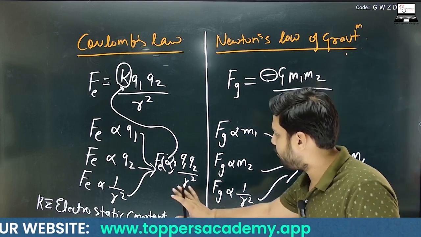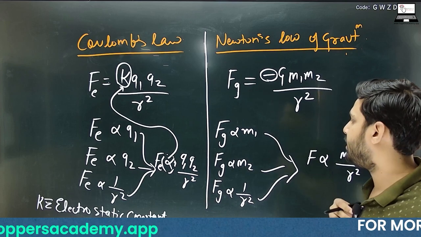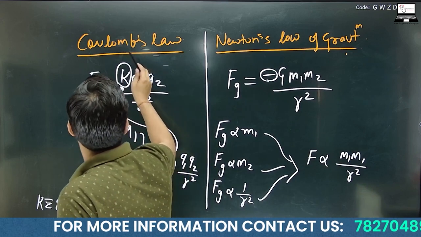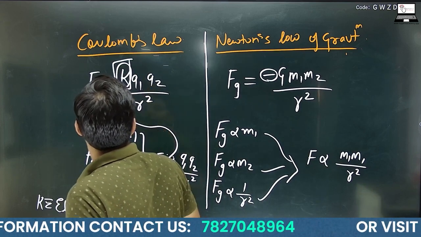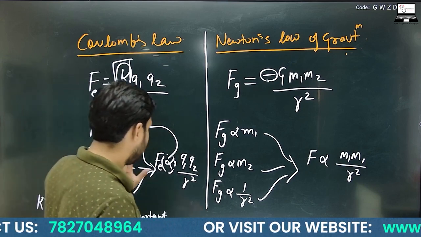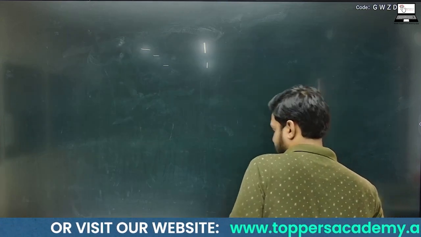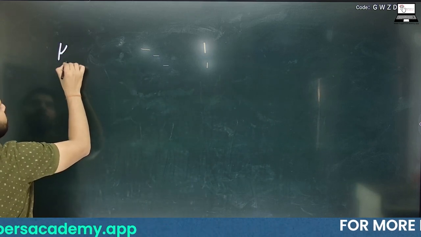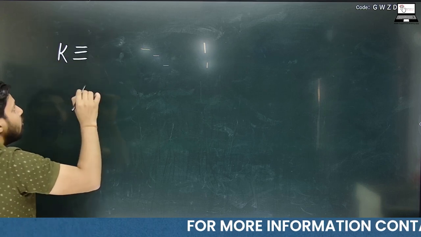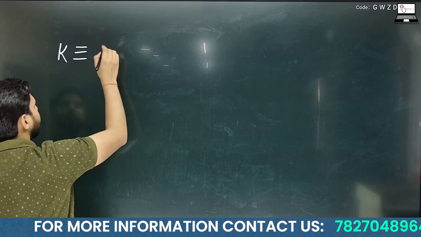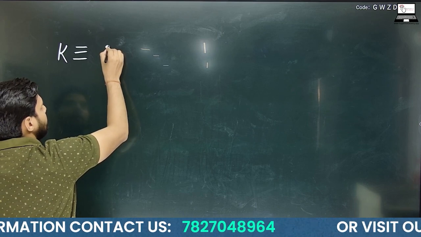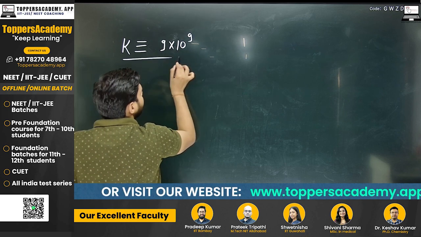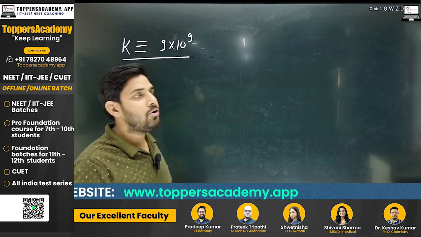Now, I think you should not have any doubt till now. We will talk deeply about this K, but first of all, just clear everything till now. Okay, now let us talk about K. What is K and what is the value of K? This is the numerical value of k, but what about the unit of k?